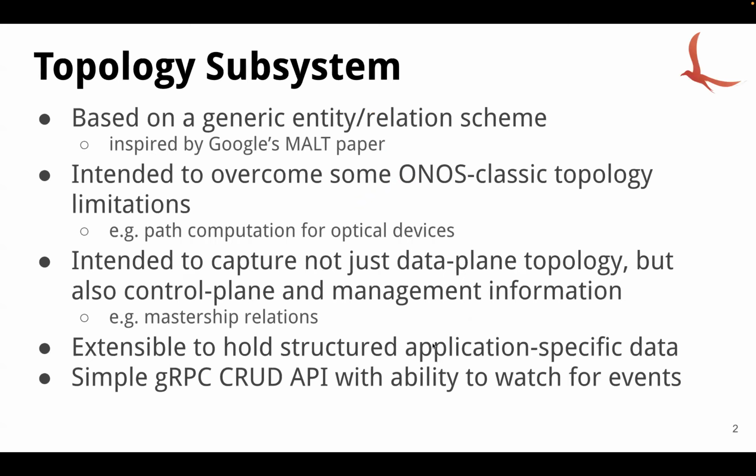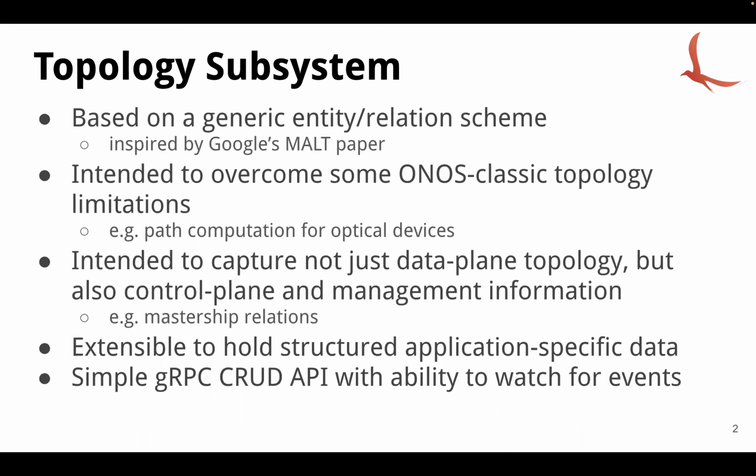So the topology subsystem is a little bit different from ONOS Classic in a sense that it's based on a generic scheme of entity relation thing. This approach is heavily inspired by Google's MALT paper, which stands for multi-abstraction layer topology or something along those lines. One of the reasons to base it on a generic ER scheme is twofold here. It is to overcome some of the ONOS Classic topology limitations.